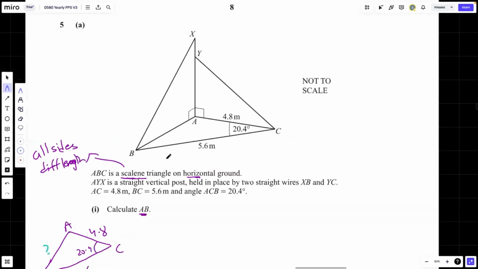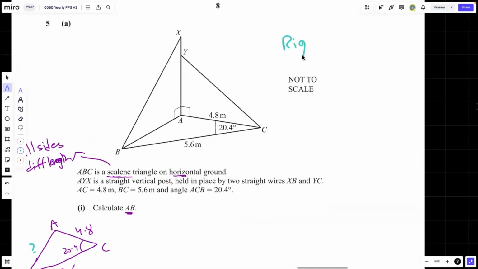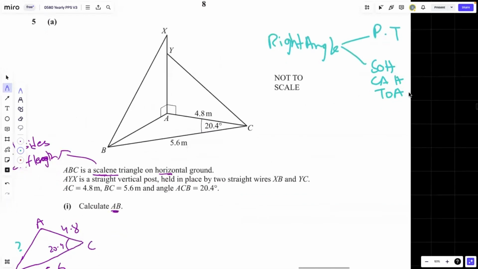Now, for trigonometry, what you do need to know is that when you have a right angle, you either go for Pythagoras theorem or you go for SOHCAHTOA, also known as trig ratios. These are called trig ratios, sine, cos, tan, or you go for the Pythagoras theorem. When you do not have a right angle triangle, so any other triangle, you go for the sine rule or the cosine rule.